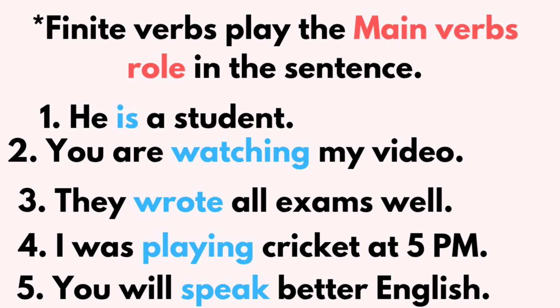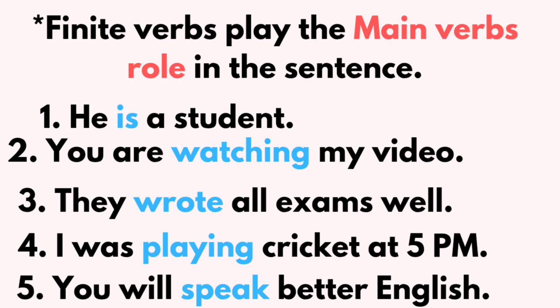Please pay attention. He is a student. So in this sentence, is is the finite verb. He is a student. This sentence is in present simple. First point is done. It helps us to identify the tense. Second one, he is a singular pronoun, right? And it is followed by a singular verb, that is the finite verb. He is. He is singular and is is a singular finite verb.